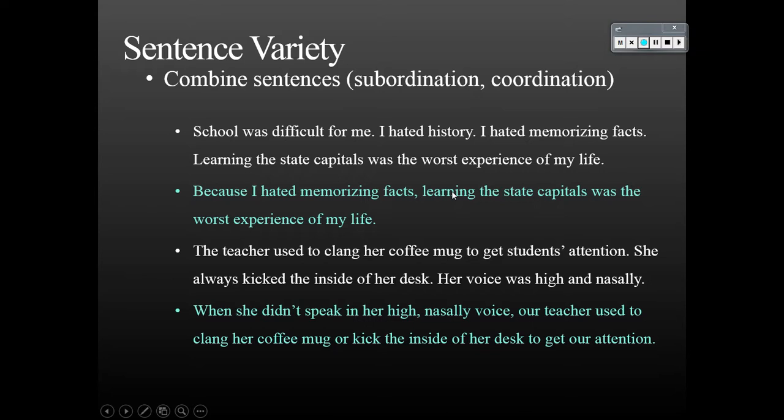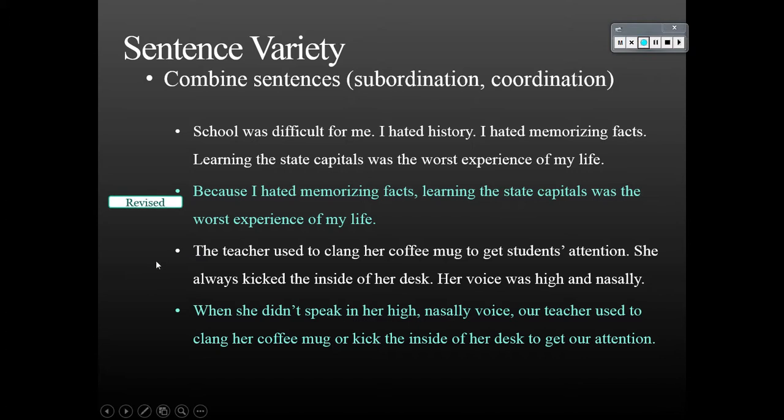Okay? In this case, we just talked about gerunds. Learning the state capitals is a gerund. It's a verb that ends in -ing, but in this case, it's acting as the subject of this clause. That's why it's a gerund, and that's how it's different from a participial phrase. Okay?